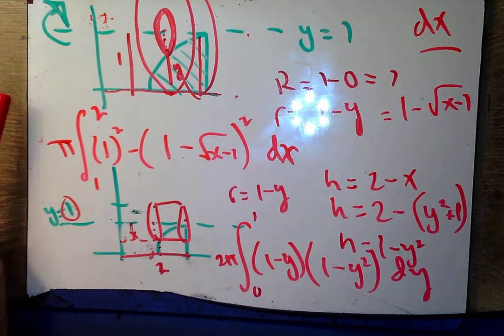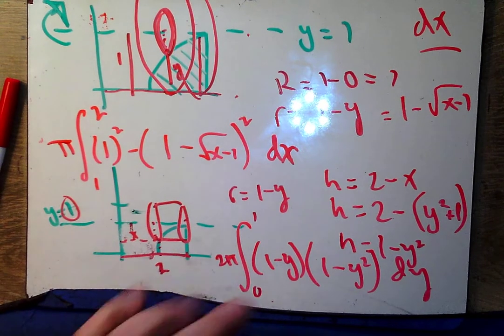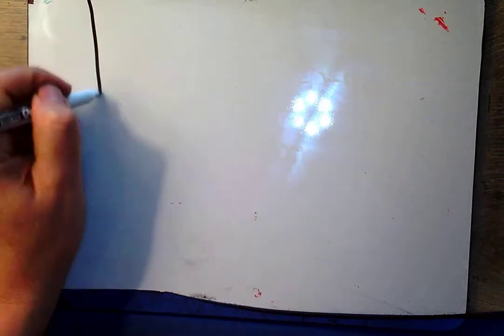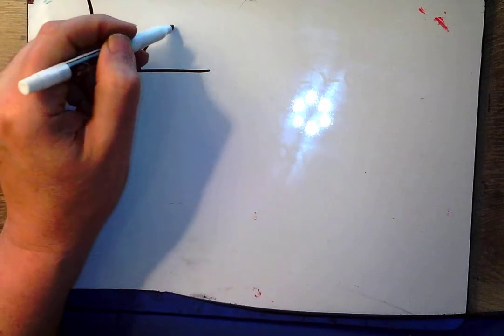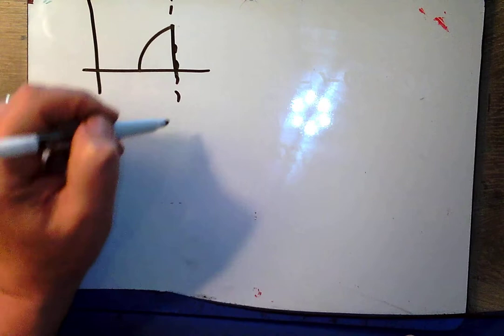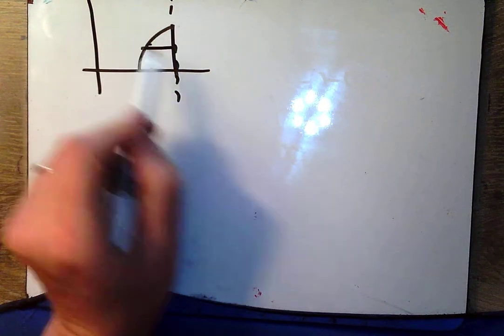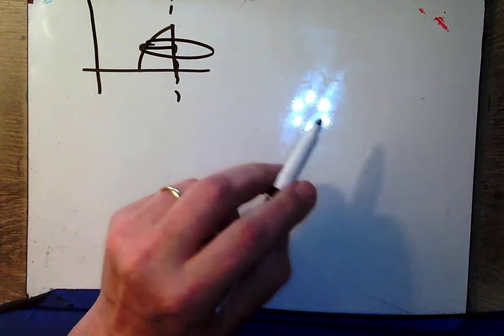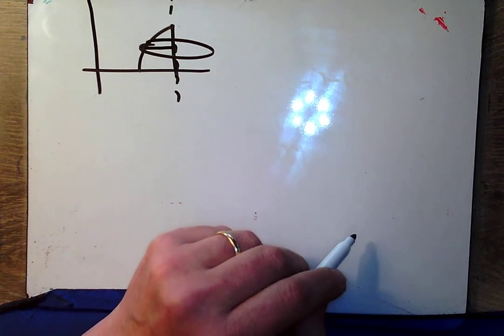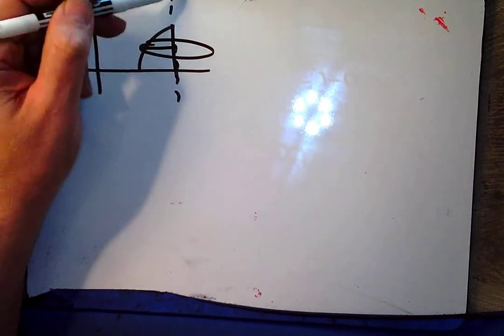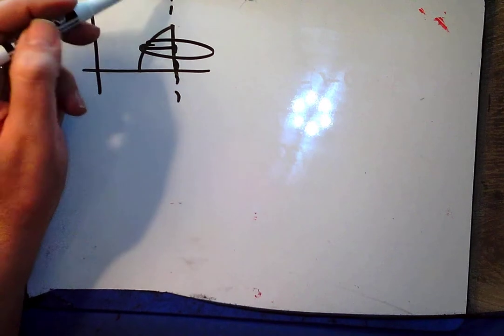All right, here's problem number 2. How about problem number 3? Same region, this time around x equals 2. This is x equals 2, and we're starting with disks. So I draw something perpendicular to the axis of rotation. There's my circular disk. I expect a disk instead of a washer because my region is lined up along the axis of rotation.